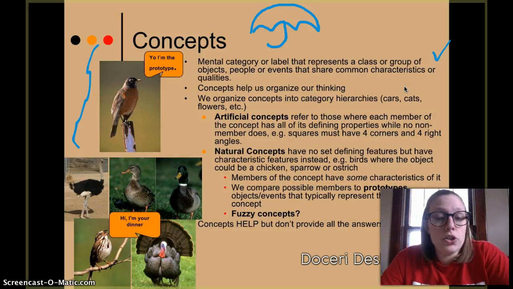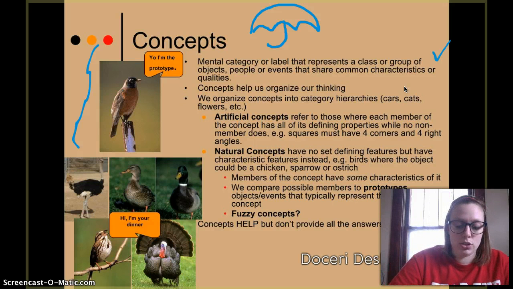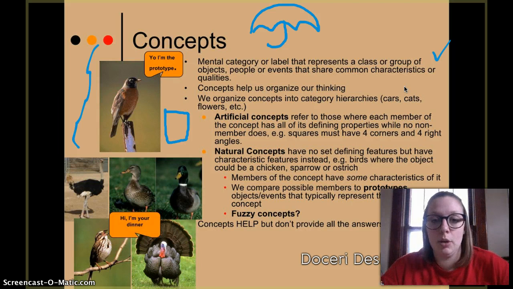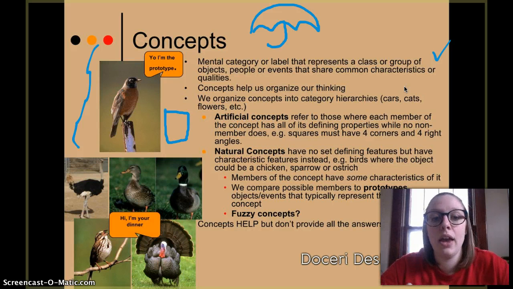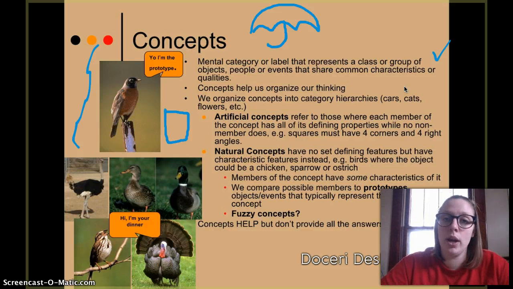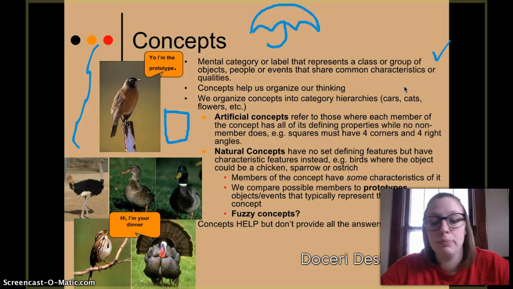We have artificial concepts. These are man-made constructs. Now, these are squares, right? So that's a terrible square. But squares have 4 corners and 4 right angles. Anything that doesn't have 4 corners and 4 right angles is not considered a square. It is not within that category. So a trapezoid would not be in that category. Conversely, a square would not be found in the category of trapezoid.